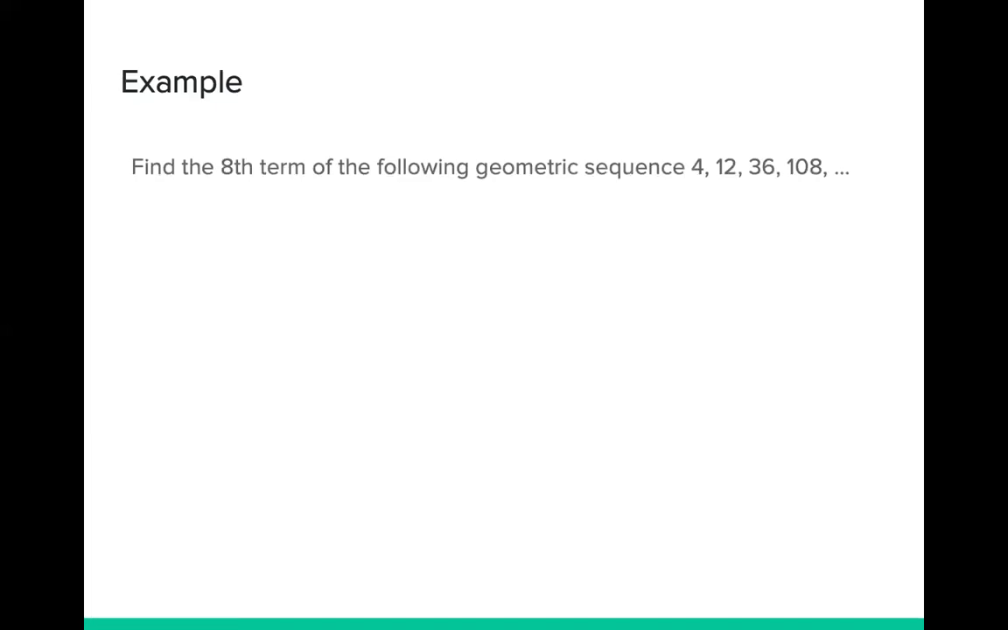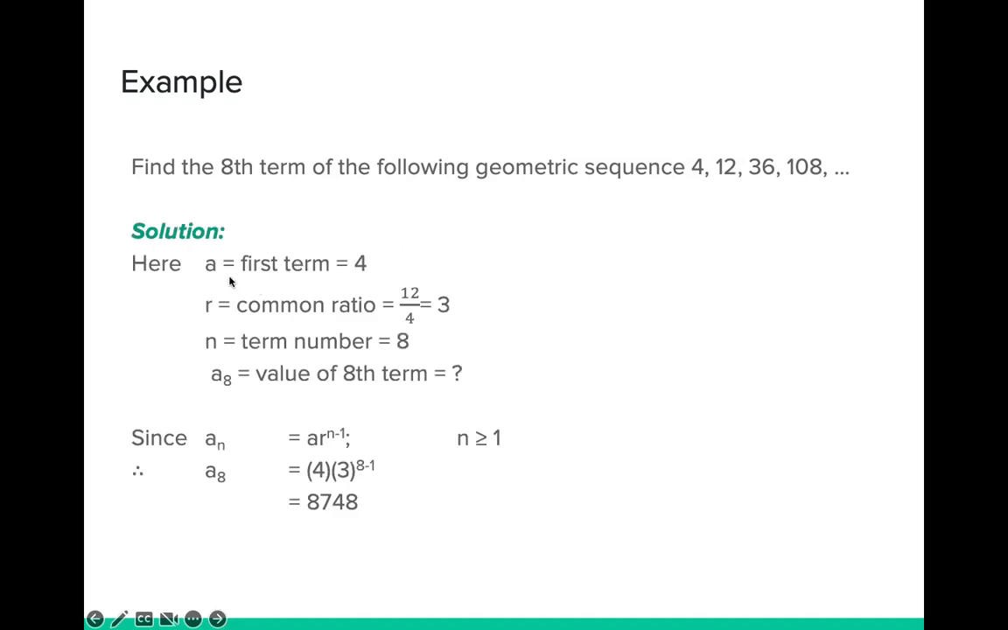Okay, now we have this geometric sequence 4, 12, 36, 108, etc. So we want to find the eighth term. So the solution would be to identify the first term, the common ratio, the term number, and write down the term notation. Okay, so we have a as the first term, which is equal to 4, and the common ratio. So you simply divide 12 divided by 4, 36 divided by 12, and we can see that the common ratio is 3. And what we are interested in is finding the eighth term. So n, the term number, equals 8, and the value at that term number is a sub 8.